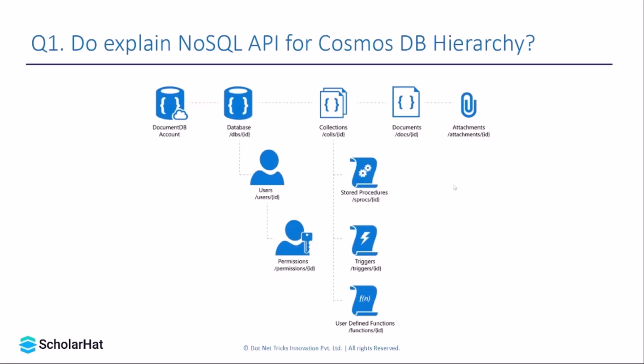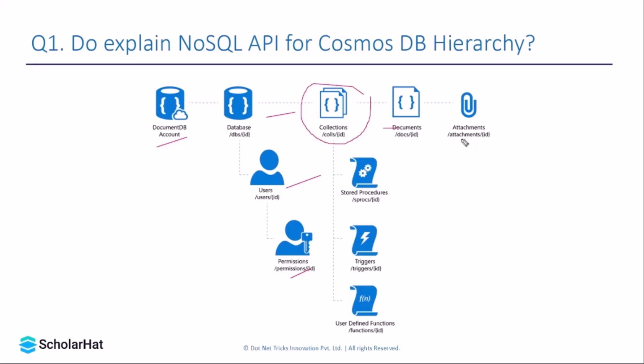The Cosmos DB hierarchy is divided into the following categories. The first one is the document DB, which is basically the root. So once you log into Cosmos DB, you will get databases inside it. The first is the user database and then permissions. The permission is used to maintain different permissions that are associated with Cosmos DB. Inside a database, you can have a collection, and a collection can have a document.